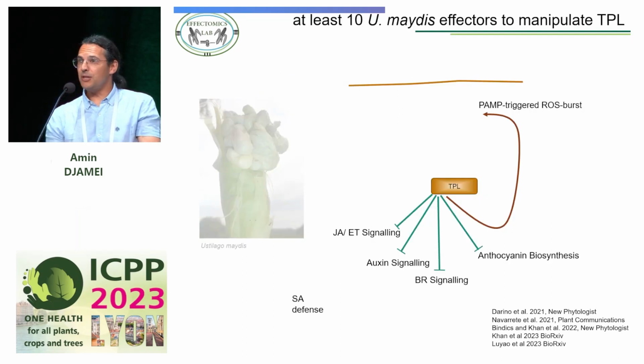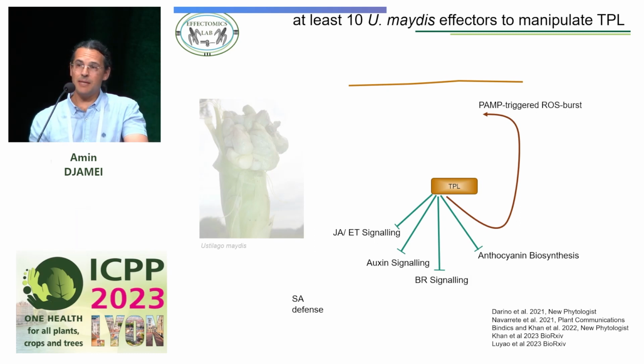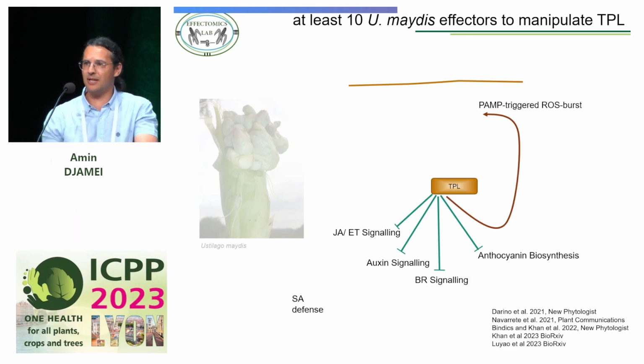So our current model for the role of Tip effectors targeting TOPLESS is the following. In the off-state, in a non-infected plant, we have TOPLESS suppressing JA-ethylene signaling pathways, suppressing auxin signaling, suppressing BR signaling pathways and anthocyanin biosynthesis, and it's acting as a positive regulator of the PAMP-triggered rust burst.